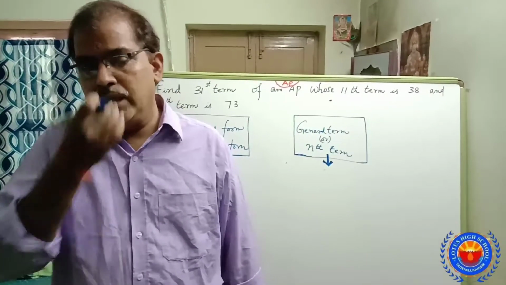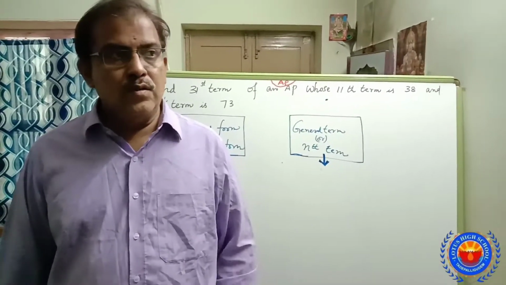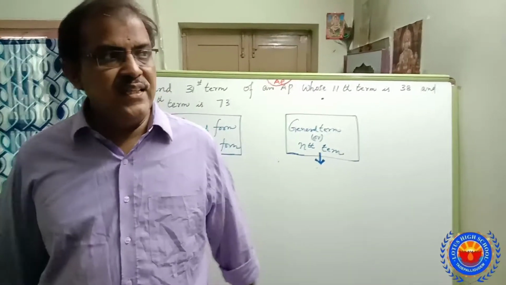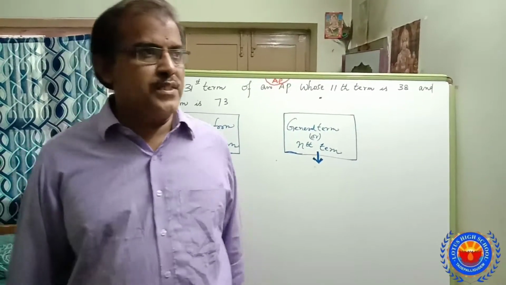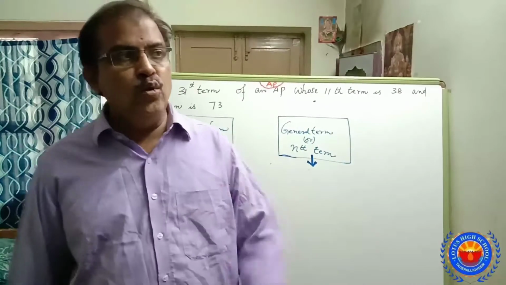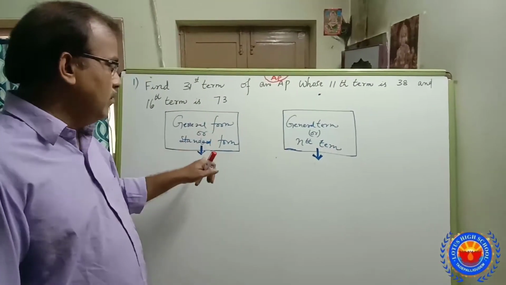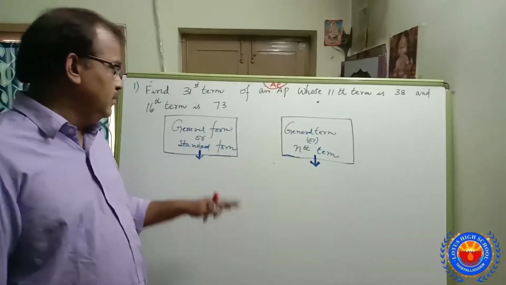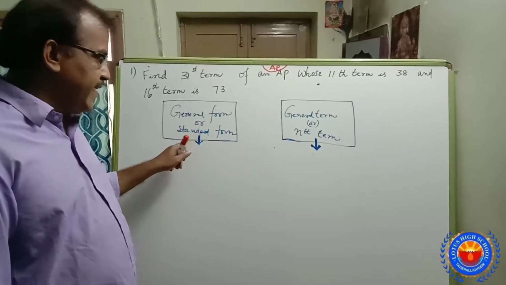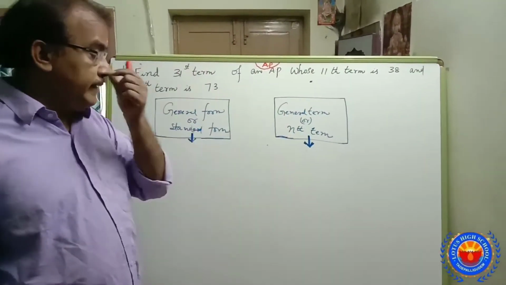Okay, welcome back to video classes. So, we are discussing arithmetic progressions. The main two important points in arithmetic progressions are the general form and the general term. General form is also called the standard form. General term is nothing but the nth term.